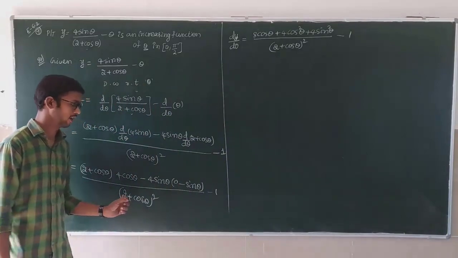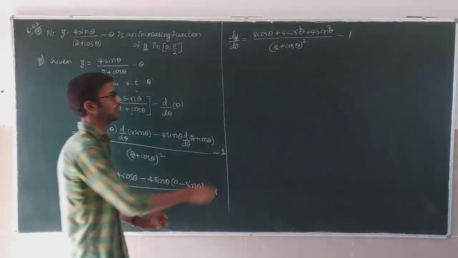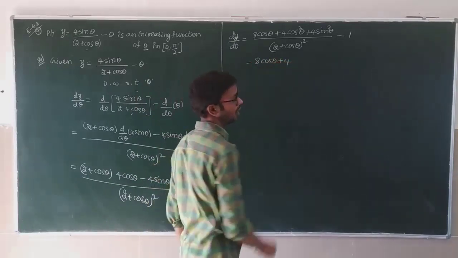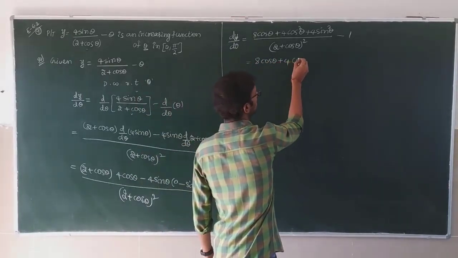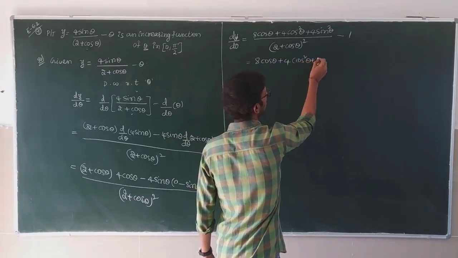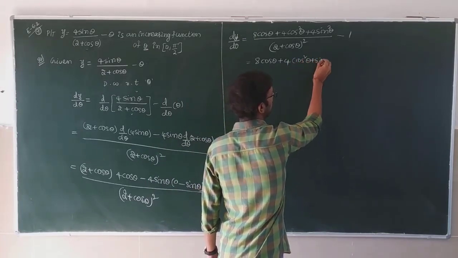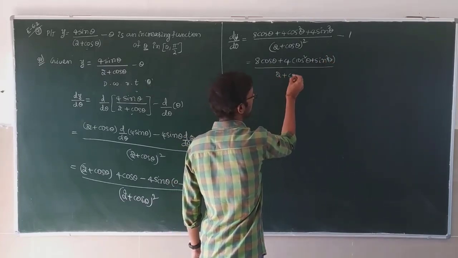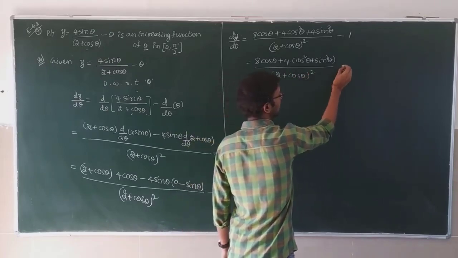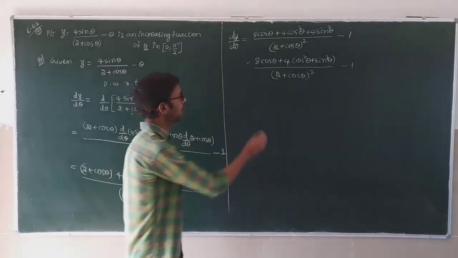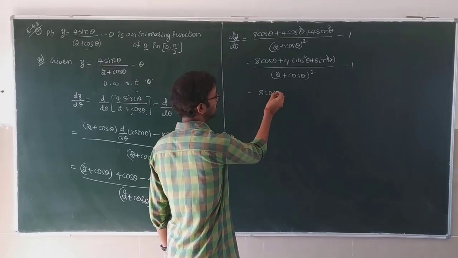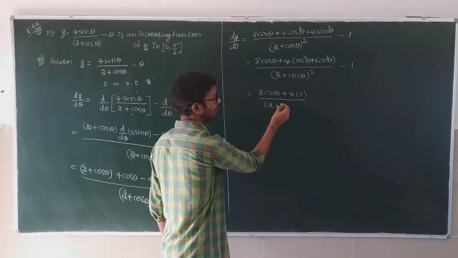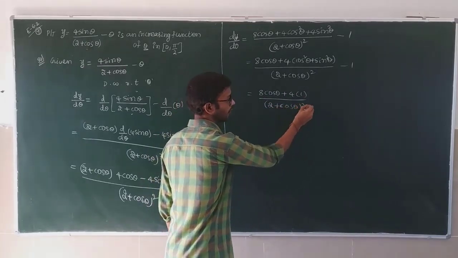2 plus cos square theta whole square minus 1. Now 8 cos theta plus 4, taking common, cos square theta plus sin square theta divided by 2 plus cos theta whole square minus 1. So now I'll write 8 cos theta plus 4 into 1 by 2 plus cos theta whole square.